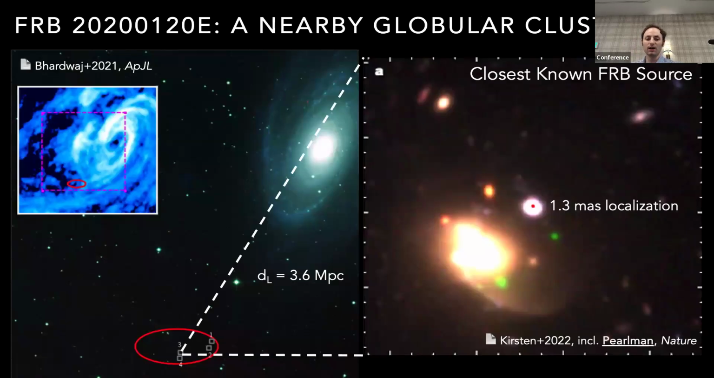So as a case study to highlight what you can do, here's the nearest FRB, FRB 20200120E. This is a source we detected on the outskirts of the grand design spiral M81. It was subsequently localized with the EVN to a globular cluster on the outskirts of the M81 galactic system.